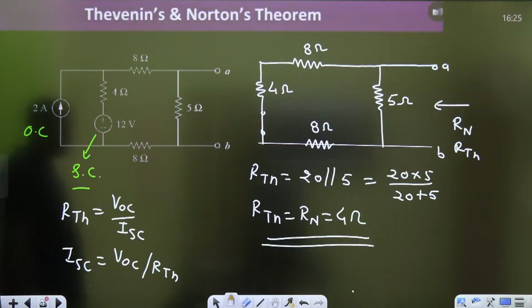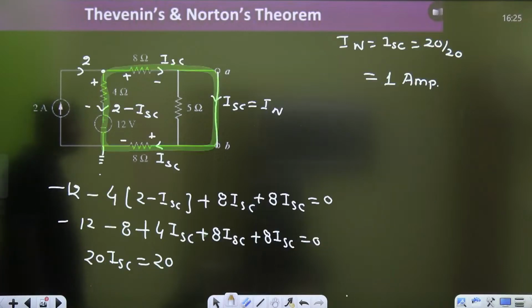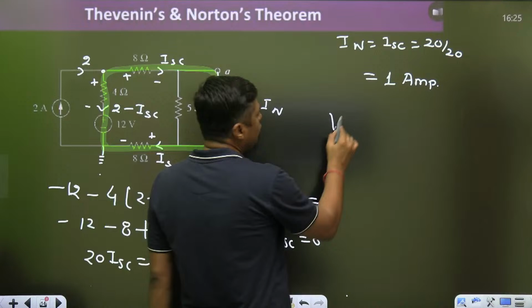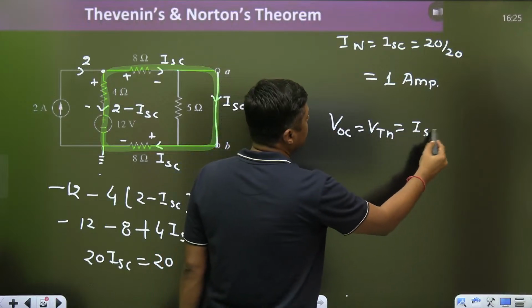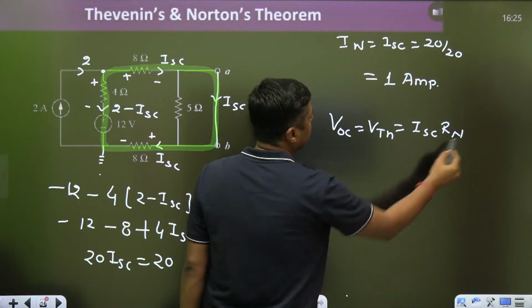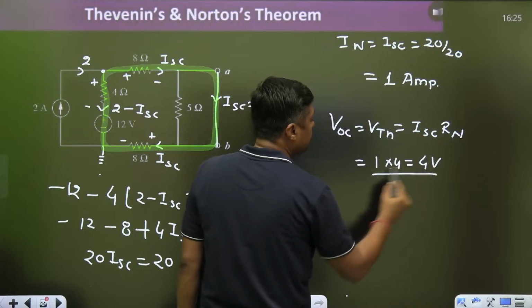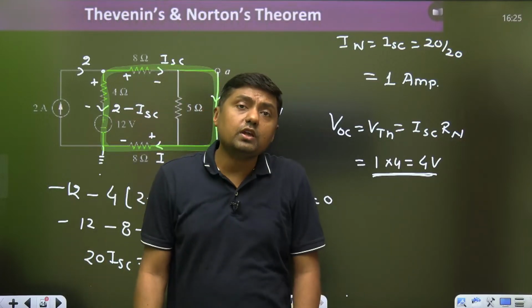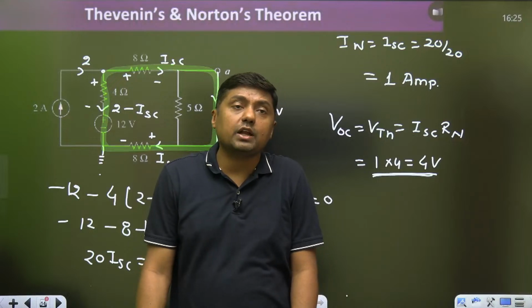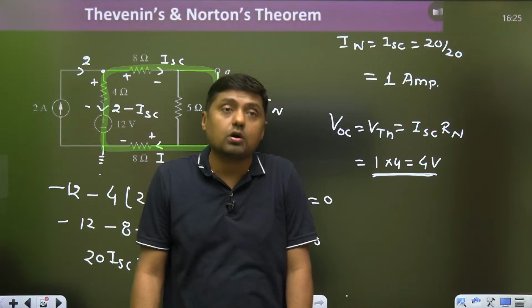ओम. तो आप VOC भी निकाल सकते हो. ISC into RTH is equal to what? VOC, that is called VTH. तो VOC is nothing but VTH, that is nothing but ISC into what? RN. 1 into 4, that will be 4 volt. We will verify whether we are getting 4 volt, yes or no. In this way we can, yes Bhanu Prakash, you have given the right answer. In this way we can verify whether we are getting the right answer or wrong answer.